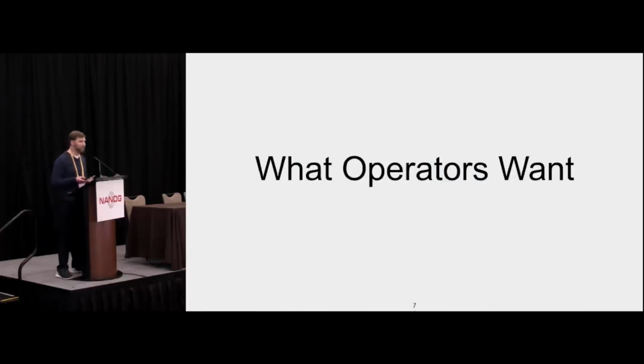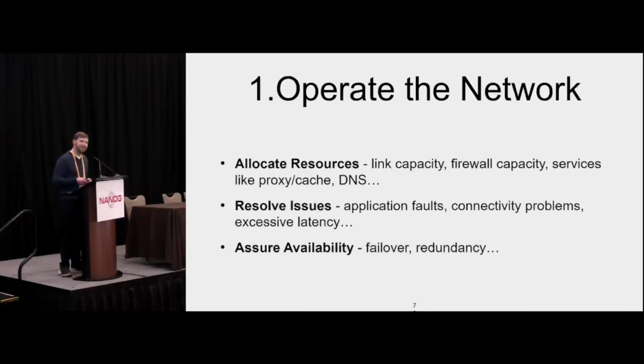So I'm going to go over what operators want, or at least what they tell us that they want. I'm certainly not an expert, so if any of these things are wrong, these are sort of parroted things. But these are the concepts that we keep in mind at the IETF when we're developing transport protocols. They want to operate the network, allocate resources, resolve issues, assure availability. They want the performance to be excellent, right? They want the user experience to be good. No one wants their network down. No one wants their network with terrible tail latency, difficult to reproduce issues, all these things. And so that's one of the cores of operating a network.